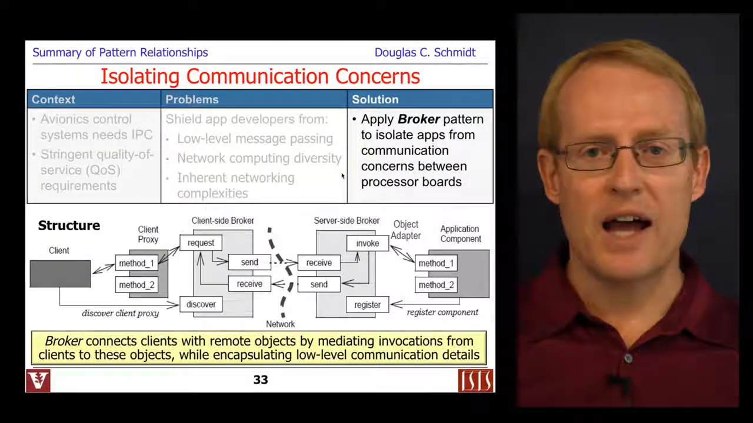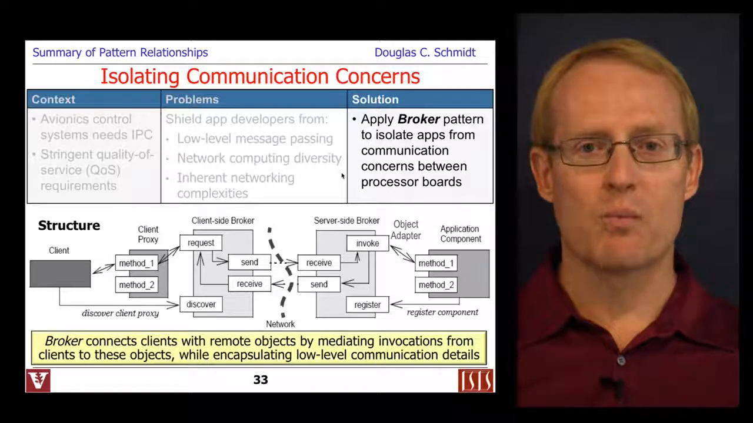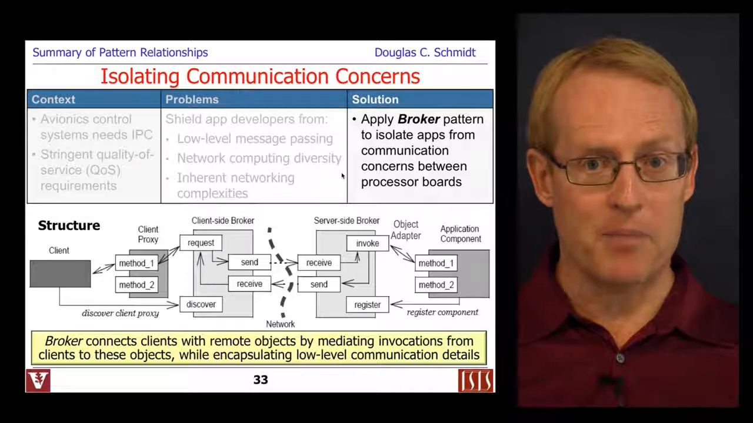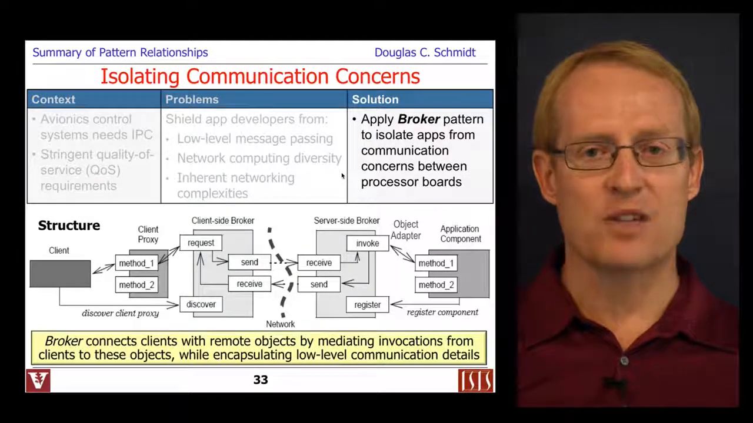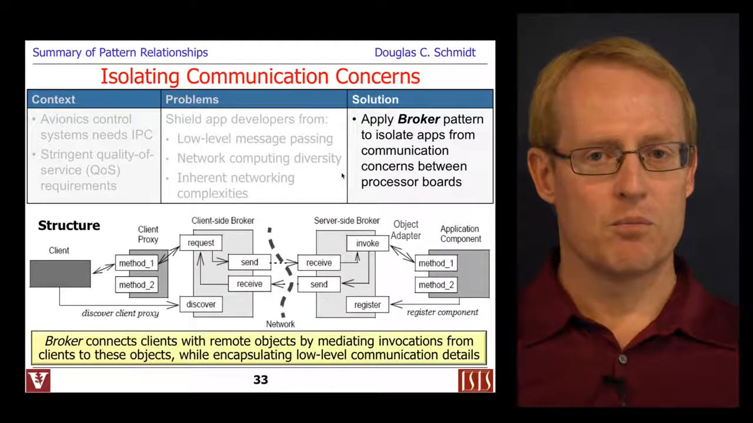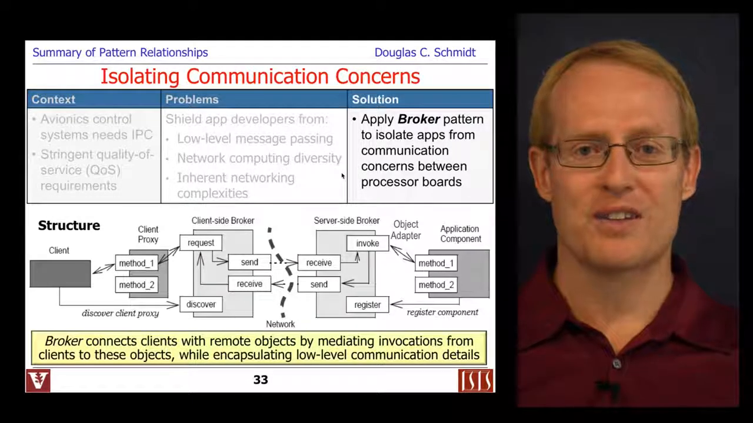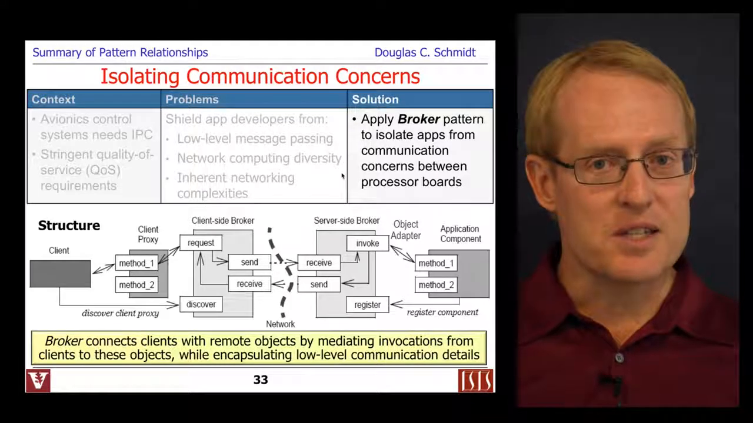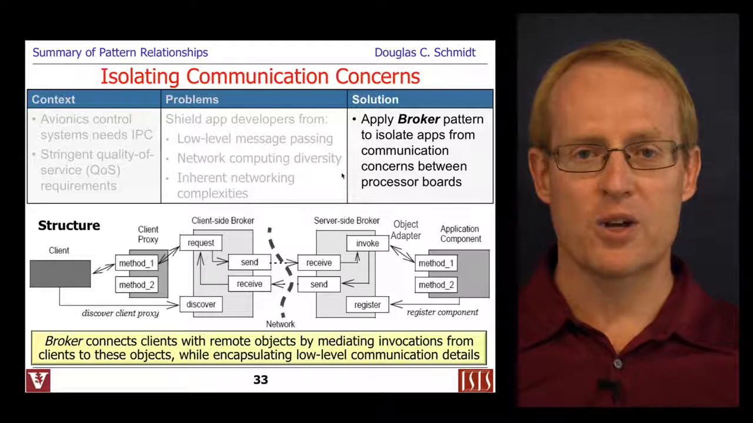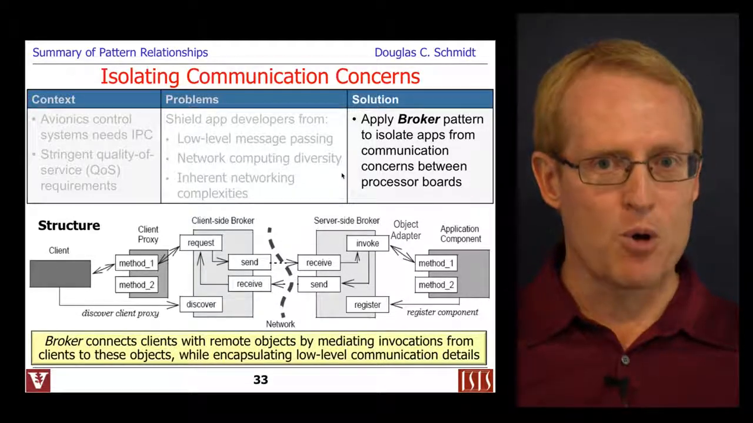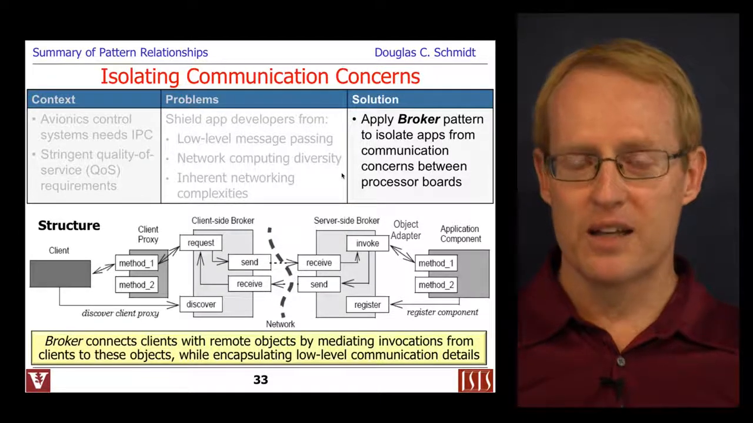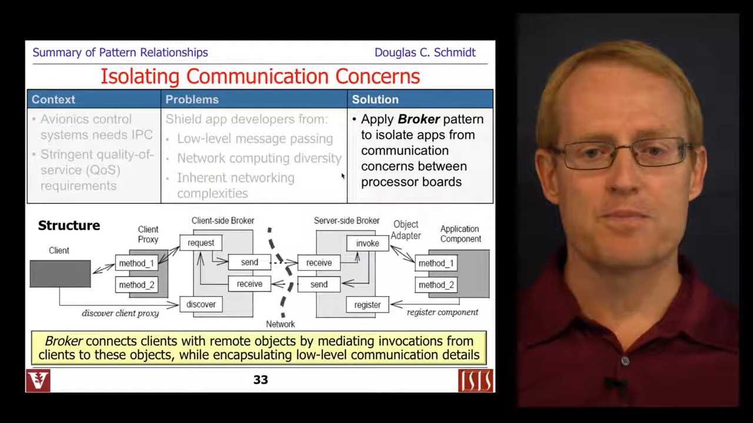So what we did is we applied another pattern from the POSA 1 book, this one called the broker pattern. And we used that to isolate the applications in the avionics control system from all the underlying communication concerns that were required to pass the information across the different processor boards. At the same time, I'd also been learning about CORBA, the Common Object Request Broker Architecture, and so we felt that the combination of the broker pattern plus the CORBA standard would provide a good infrastructure for building a solution that would meet our needs.